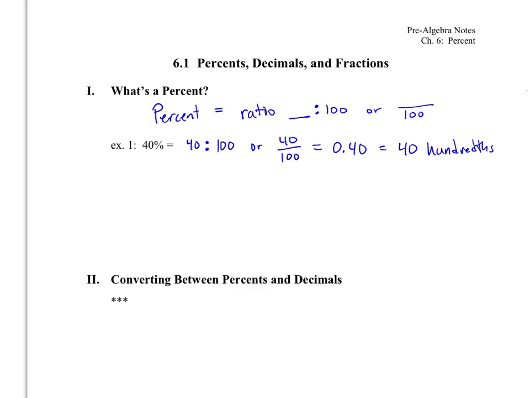Okay. Another way to think about it is you have 40 parts per 100. Like you have 40 out of 100. Out of every 100 you have 40 of them. So if you have 200, you'd have 80, 40 out of every 100.